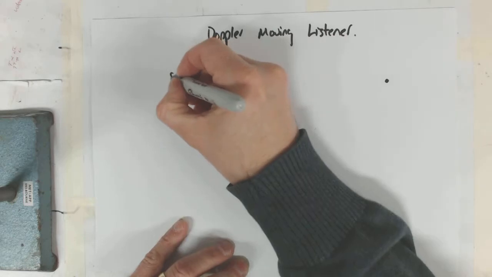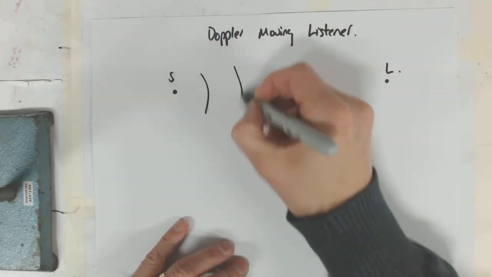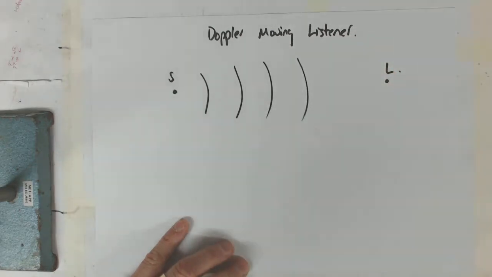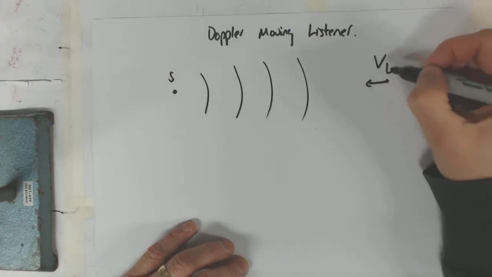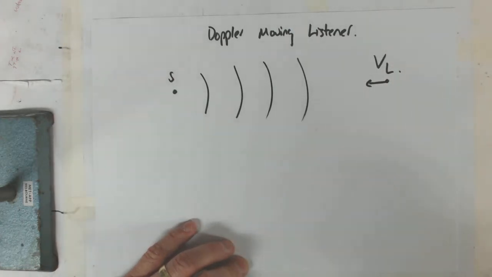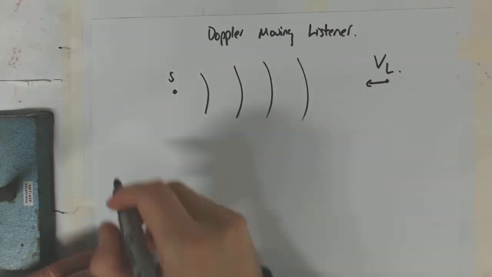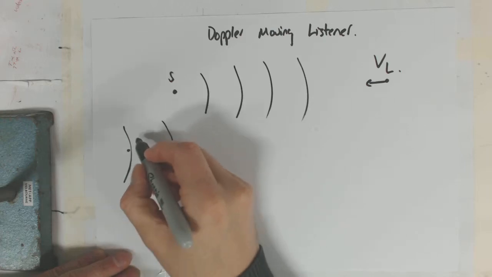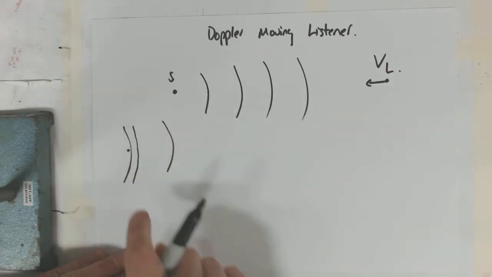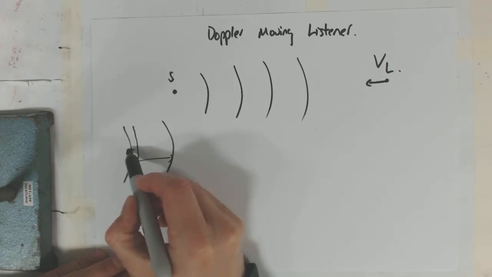We'll call this again source. We'll call this a listener. This time this guy is putting out waves. This time the listener has the velocity. Call it VL if you like, and the source is stationary. Now let's just compare the two situations. Before, what you had was you had these waves being put out by a moving source, and basically during the time it took the wave to travel this far, the velocity of the source would subtract a bit.